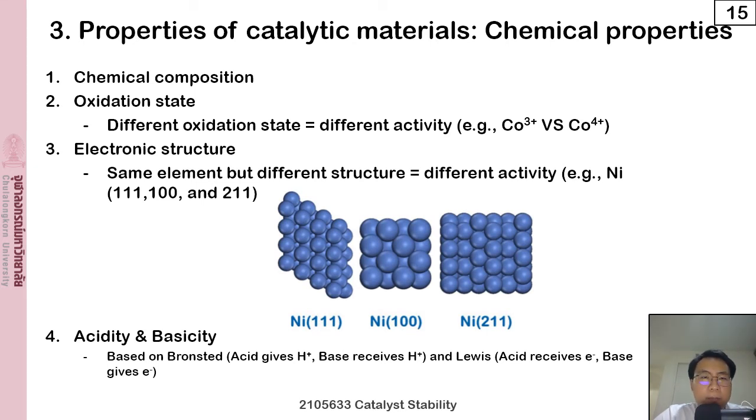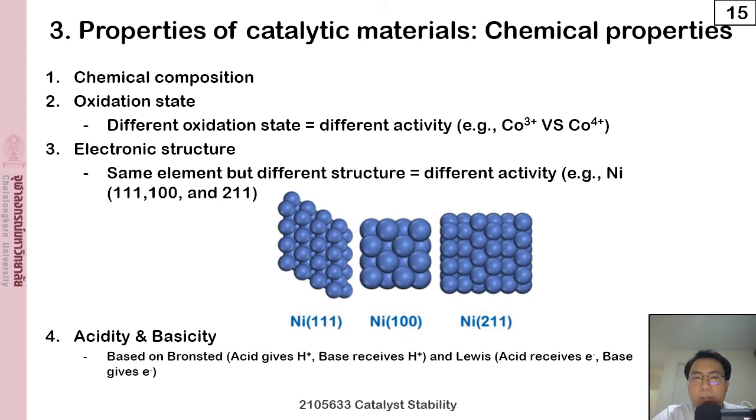The acidity and basicity. The 2 main definitions of acid and base are, first, by Bronsted and Lowry, which centers around the donor and acceptor of the proton, or H+. The acid is defined as the component that gives the proton, and the base is the opposite. While Lewis considers the electrons.